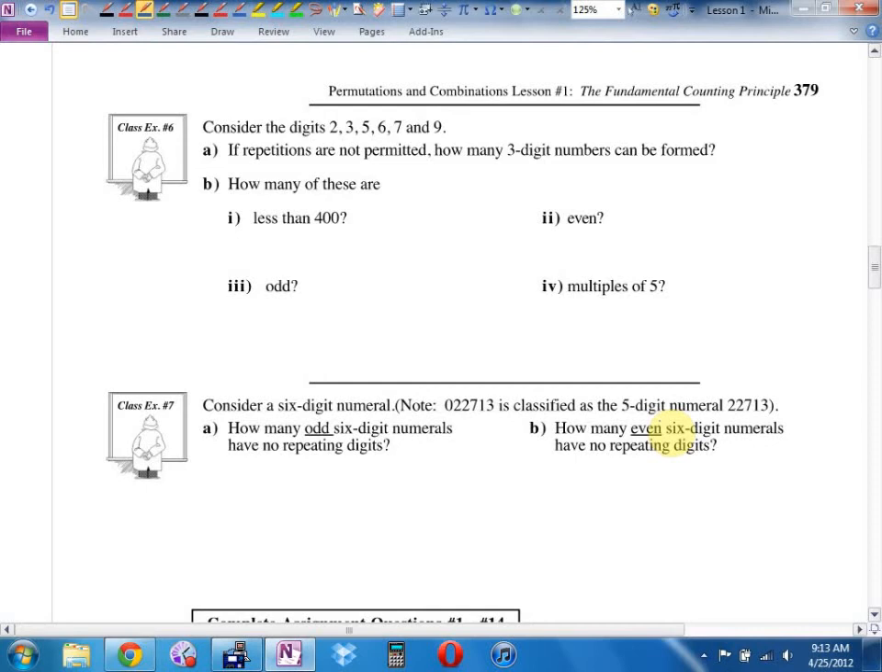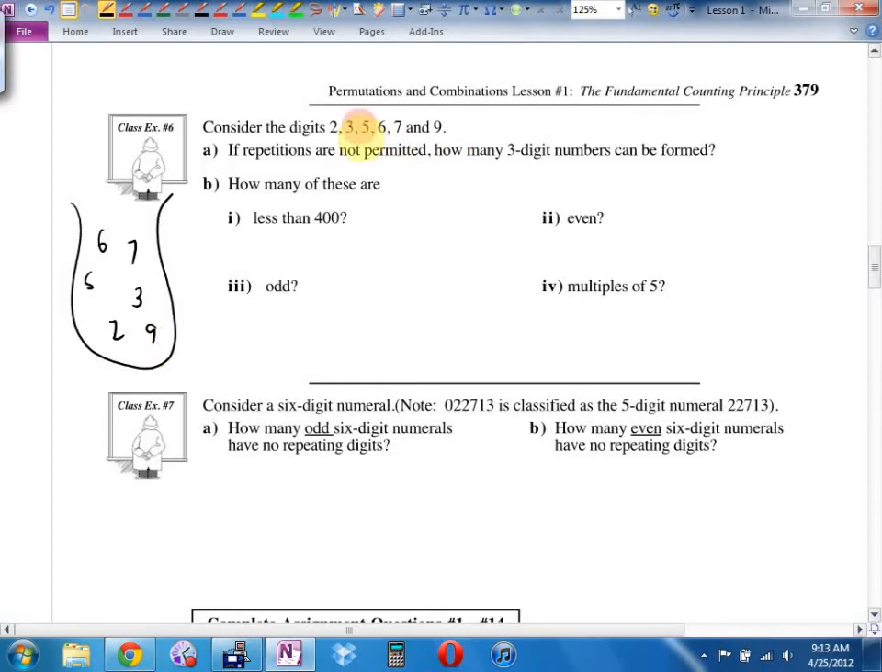I wish it was always this simple. Curveballs, here they are. Consider the digits 2, 3, 5, 6, 7, and 9. If repetitions are not permitted, how many three-digit numbers can be formed?